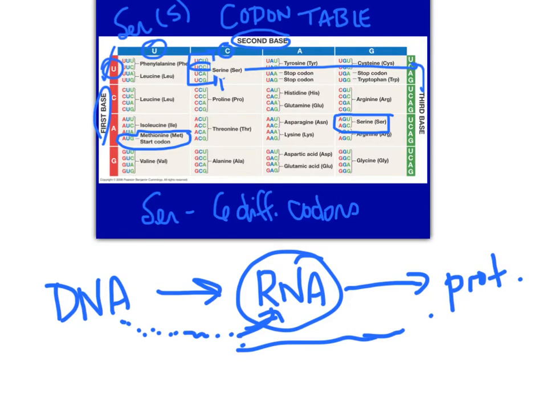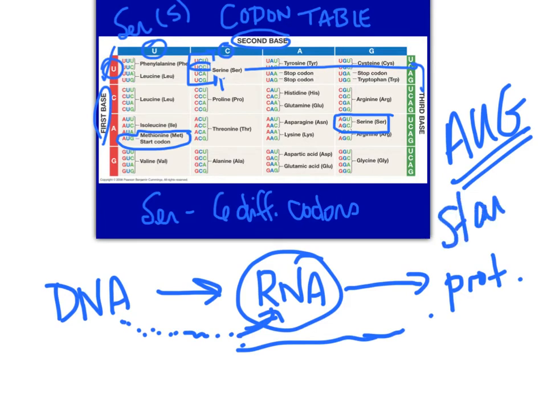So AUG is the single codon that is the start codon. And it's not just the start codon, it encodes for a particular amino acid called methionine, MET. It's the only one that has a single codon. All the rest have multiple codons. So the start codon of any protein that's going to be made is going to be AUG in the RNA.